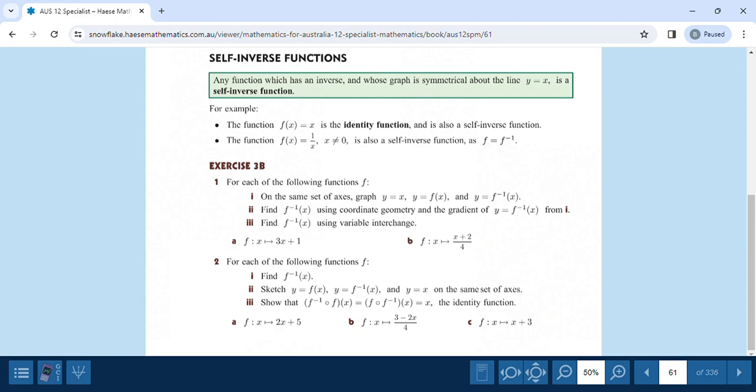So these initial questions are just asking you to graph f, its inverse, and y equals x on the same set of axes. And you should find that the inverse and the original function are reflections in the line y equals x.